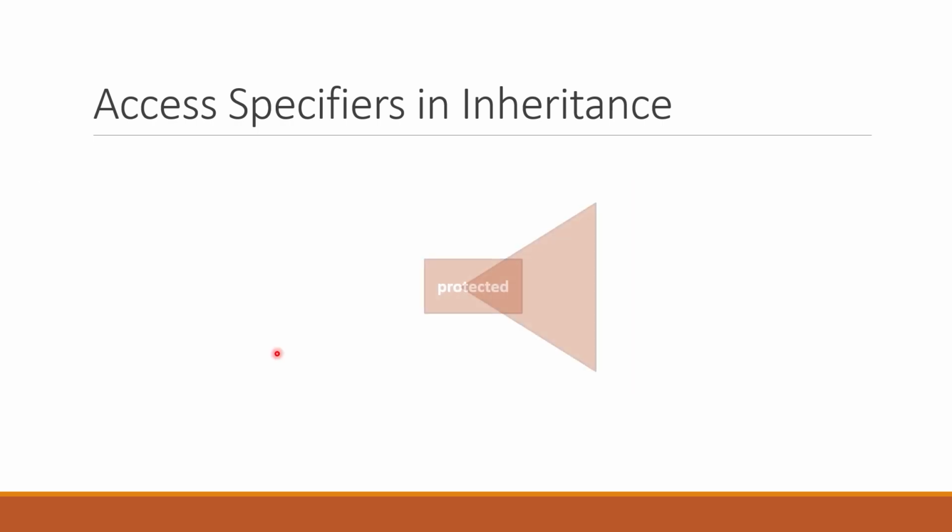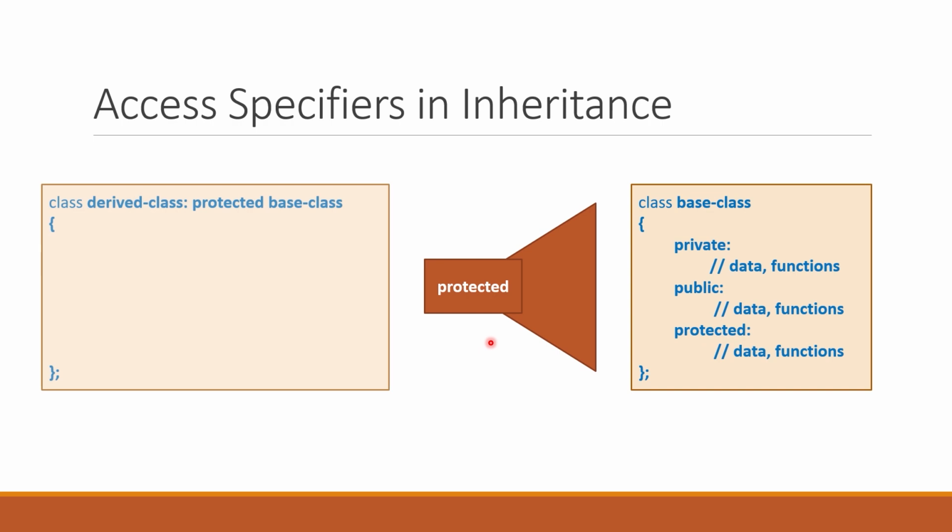Now, if we have protected as our access specifier, this is like using a more narrow filter. So again, anything that's private in the base class will not be accessible from the derived class. And here's where things get a bit more interesting. If we use a protected access specifier to inherit from the base class, anything that's public in the base class will become protected, and anything that was protected in the base class will remain protected in the derived class.